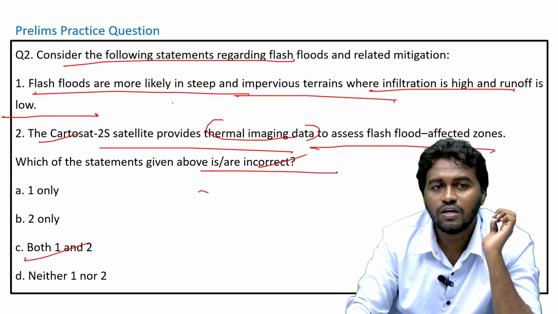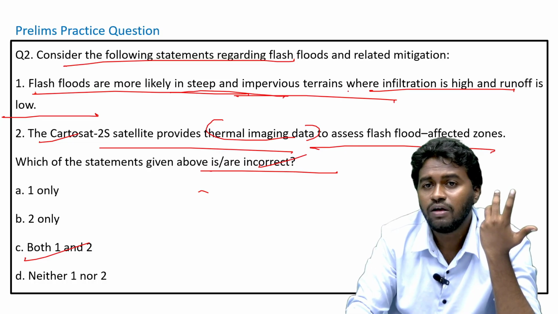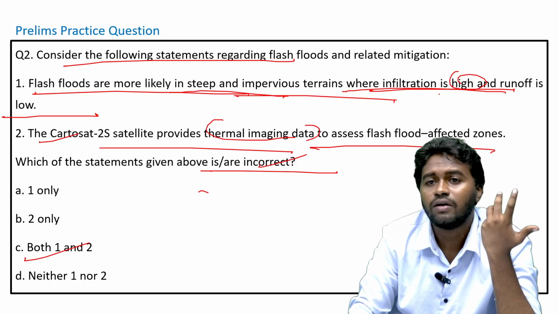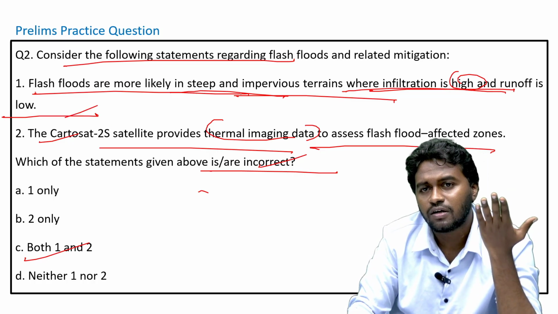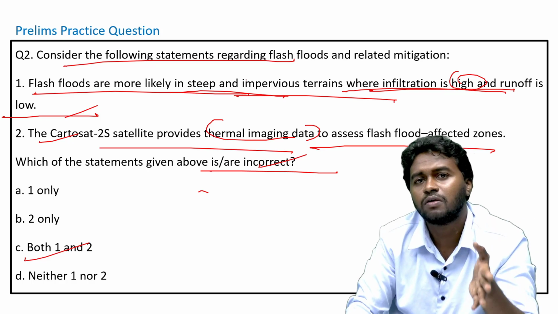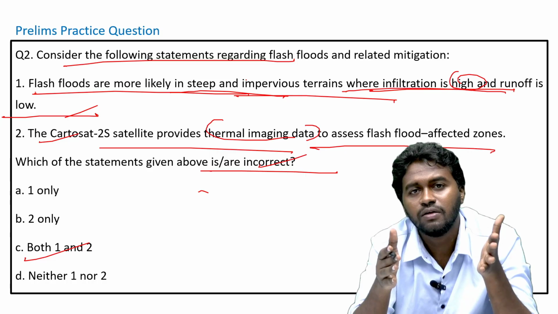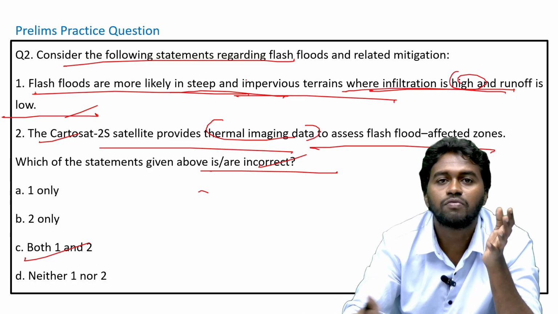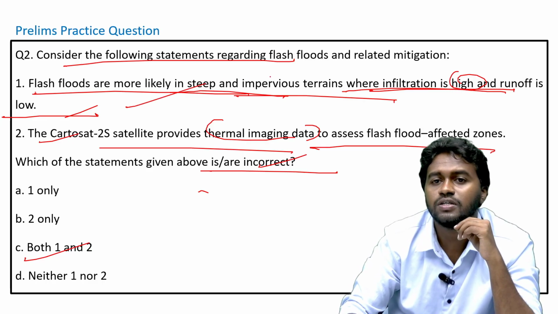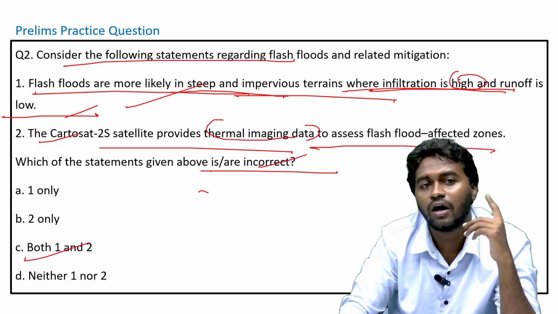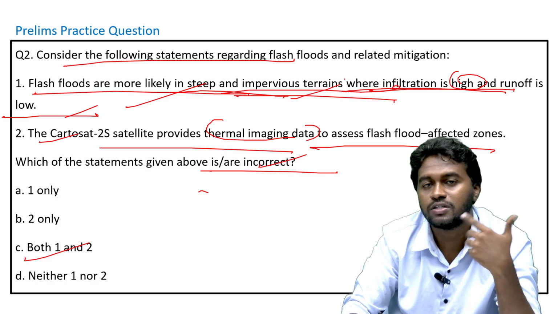So flash floods are more likely in steep and impervious terrains where the infiltration is low and runoff is high. The major condition for the flood is that the infiltration should be low, then only the water will fill in the particular area, and if the runoff is high, then it can move from one region to another region. So therefore the first condition is low infiltration and high runoff. In that case only the flash flood will happen. That means it is one of the conditions.